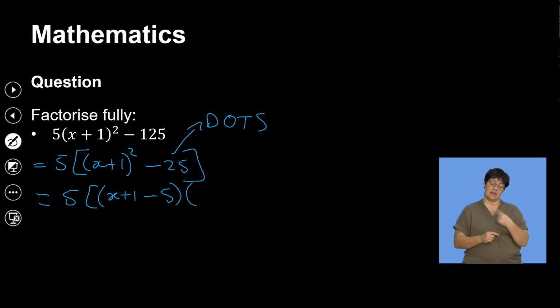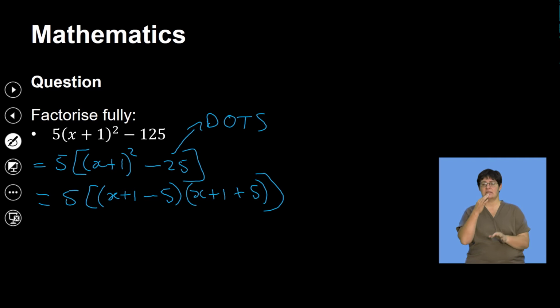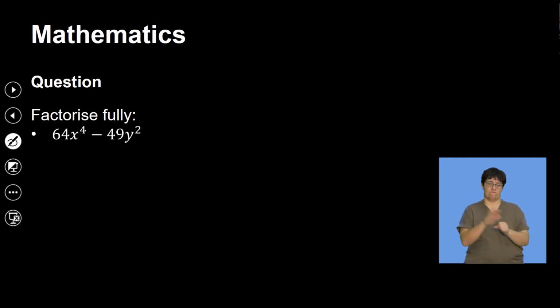And then in another bracket, it's also x plus 1 plus now the 5. And then you can simplify it further, right? So this becomes 5 into x minus 4 into x plus 6, and then you can close your bracket, and that's the simplified version of it, which is the factorized fully part.